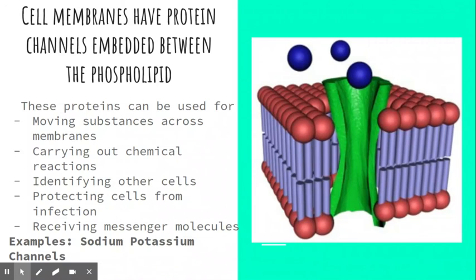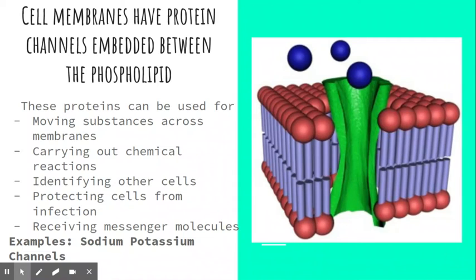But if you don't have sodium, potassium rushing inside of a cell, you're not going to have nerve impulses occur. So you would never be able to lift your hand or kick your foot or blink your eyes. So sodium potassium channels are essentially protein channels that allow sodium and potassium in and out of the cell because they're too big to pass through the phospholipid bilayer. So these proteins, like I said, have to move substances across membranes. They also can help carry out chemical reactions. Like I said, big one is neural impulses.